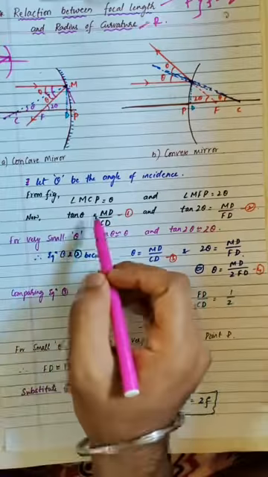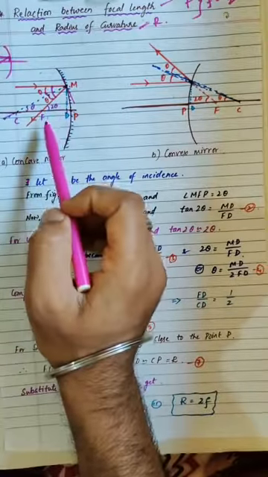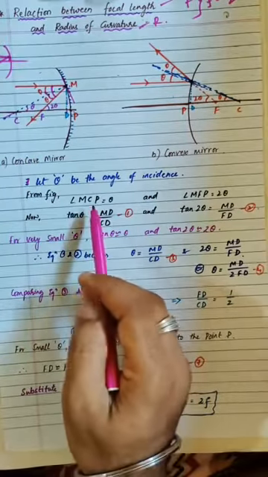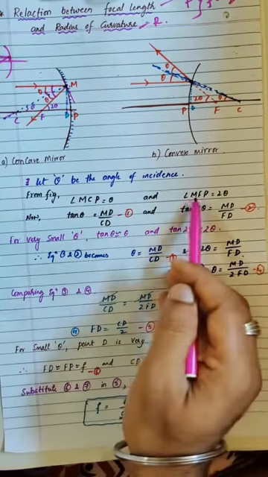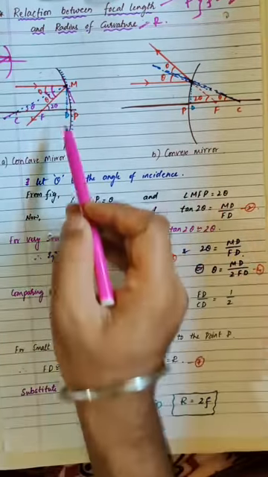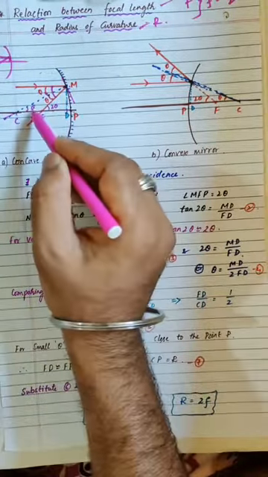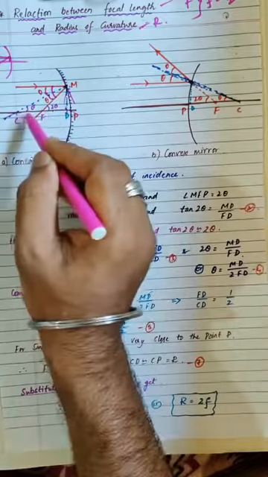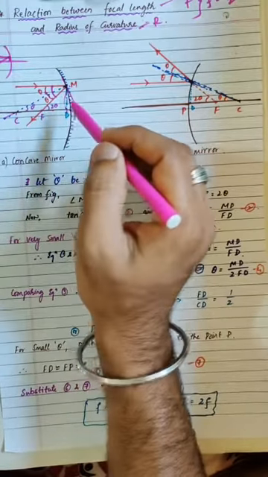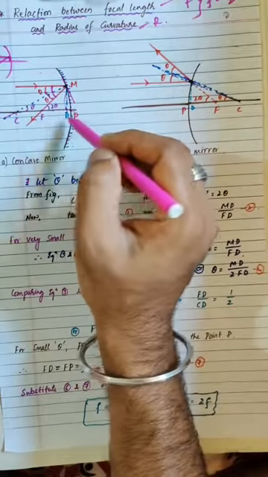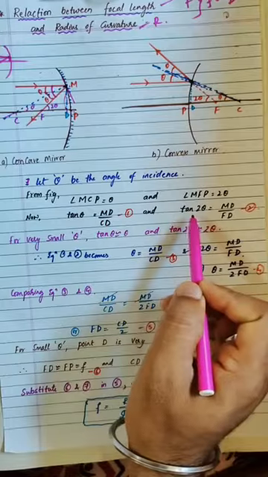That's why in this figure we take tan theta. Why are we taking tan theta basically? From this figure, angle MCP is equal to theta and angle MFP is equal to 2 theta. For this theta, this side is opposite and this side is adjacent. Among the trigonometric functions, the one with opposite and adjacent is tan theta. So that's why we have taken tan theta here and tan 2 theta here.